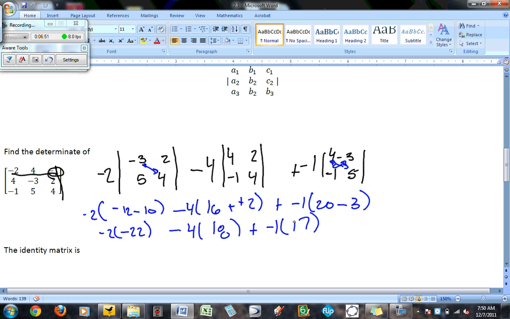All right, so negative 22 times a negative 2 is a positive 44, minus 4 times 18, which is 72, plus a negative 17, so minus 17. We combine those, and we get 44 minus 72 minus 17, and we get negative 45. So that's finding the determinant of a 3 by 3 matrix.